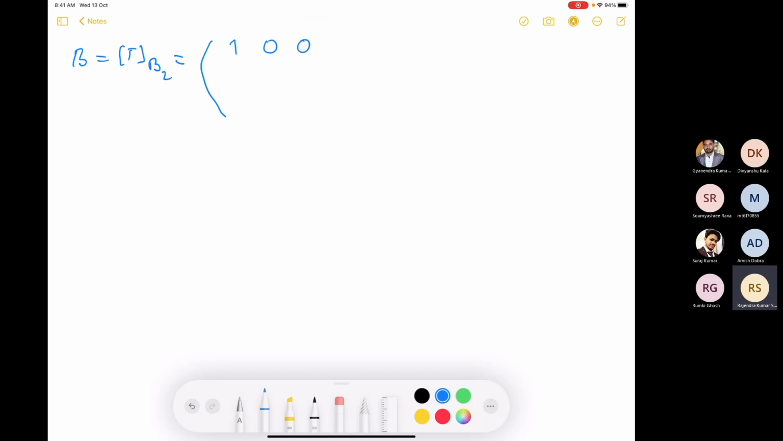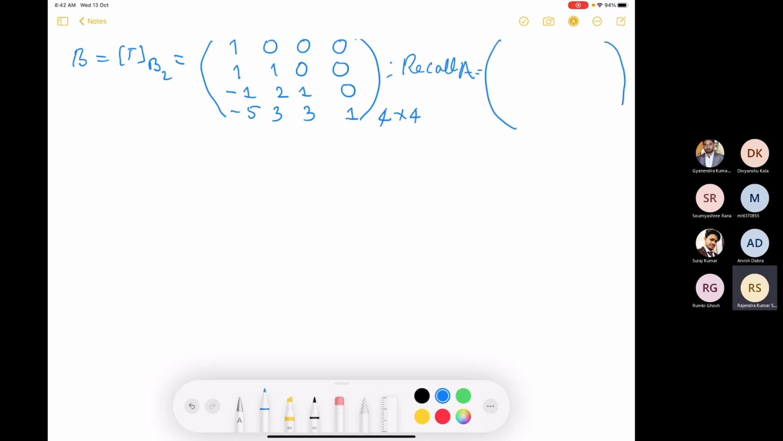This is the matrix here. You can see 1, 0, 0, 0, 1, 1, 0, 0, minus 1, 2, 1, 0, minus 5, 3, 3, and 1. This is what is your B. All right. And you can now see what is the C actually. So C is also to be seen here. And recall A also here. A was also 4 by 4. And what was A? This was 1, 0, 0, 0, 1, 1, 0, 0, 1, 2, 1, 0, and 1, 3, 3, 1. This is what we had already obtained.